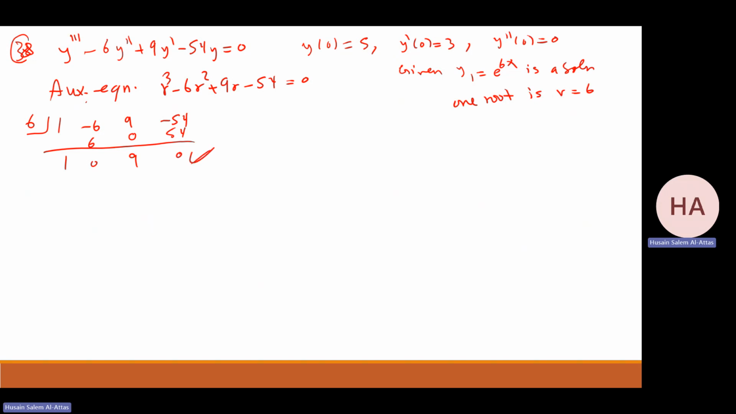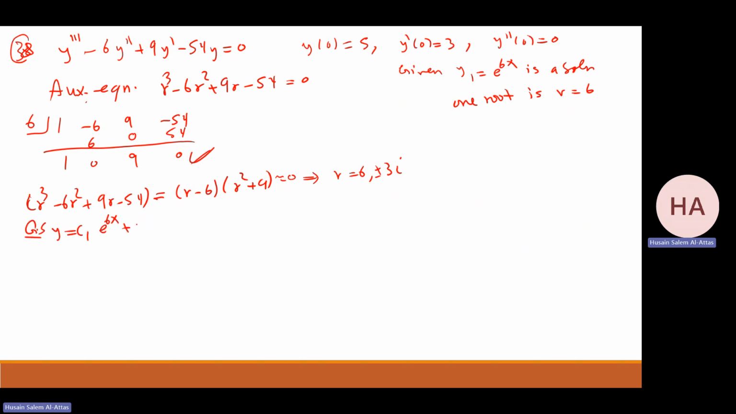That's correct. So this polynomial, I can factor it into r minus 6 times r squared plus 9 equals 0. So I have r equals 6 and r equals plus or minus 3i. General solution: C1 e to the 6x plus C2 cosine 3x plus C3 sine 3x.